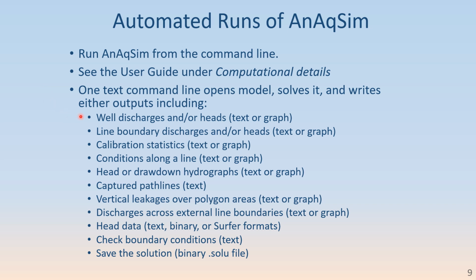Here's a listing of the different things that can be output. You can output the well discharges and or their heads to text or to a graph. You can output line boundary discharges and or heads to text or graph. That would be discharges of river reaches, individual or grouped ones, for example, or discharges within a drain, for example. Lots of different possibilities there. If you're running calibrations, you can output the calibration statistics to either text or a graph.